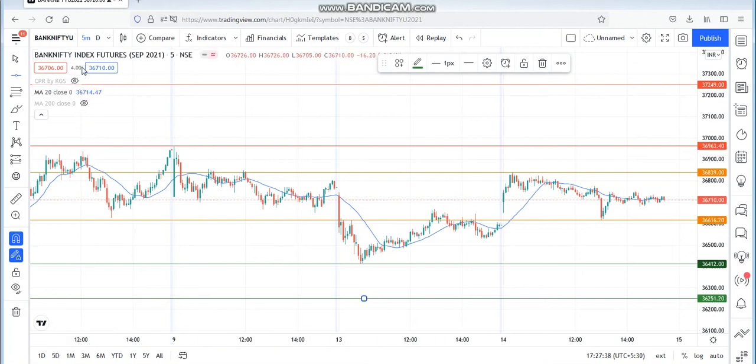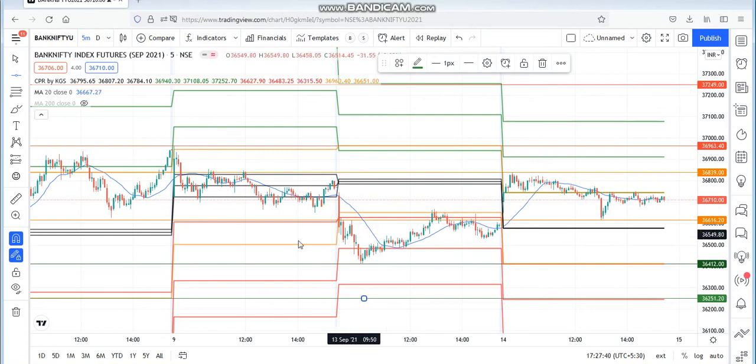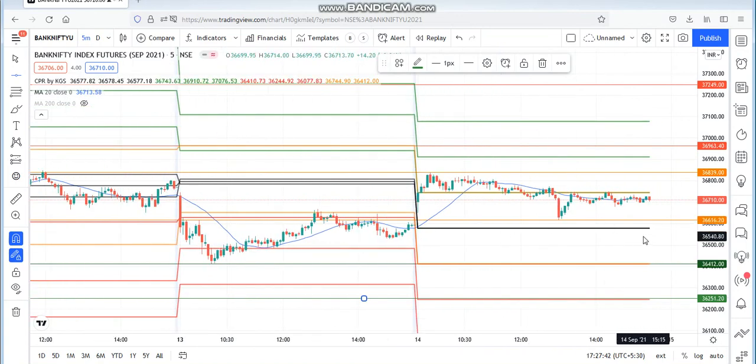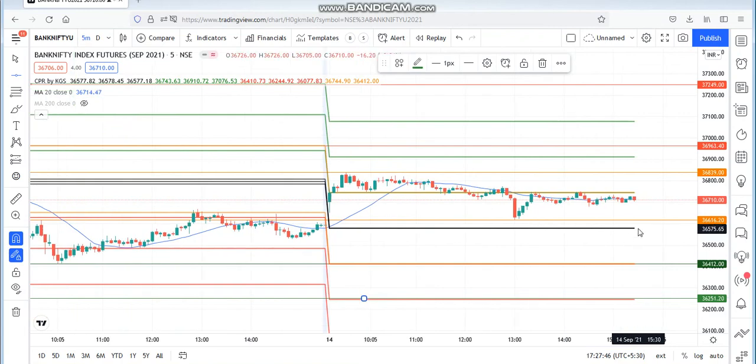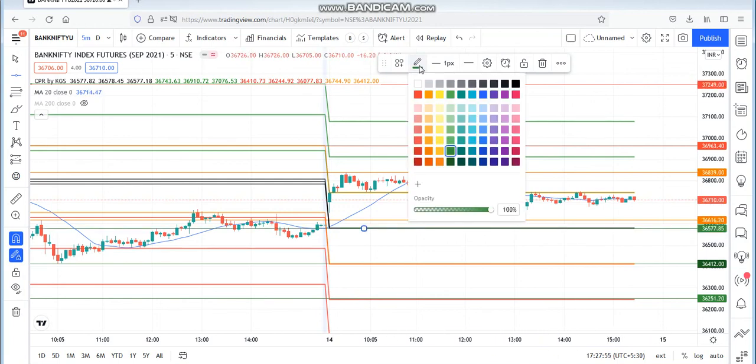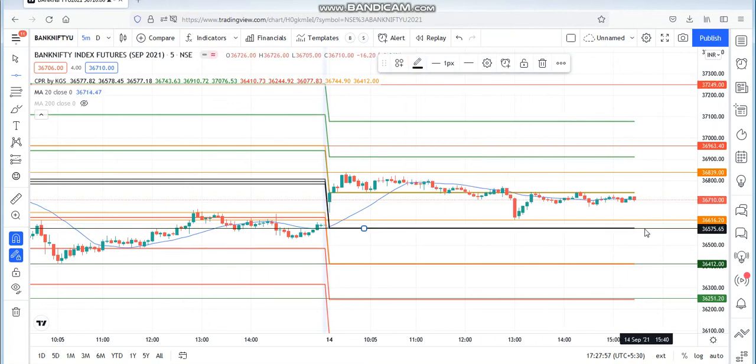Virgin CPR. We have to keep the 5 minutes candle chart, and we have to open the CPR. So CPR, Virgin CPR. Yes, yesterday it was a Virgin CPR. 377. Okay, this is the one. This is a Virgin CPR. Color normally we keep black. Okay, Virgin CPR I have made.